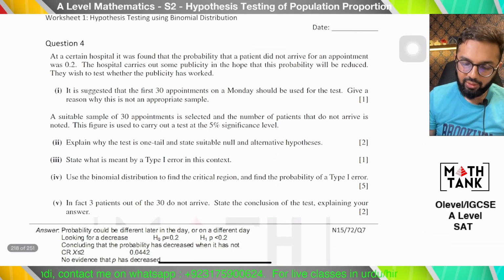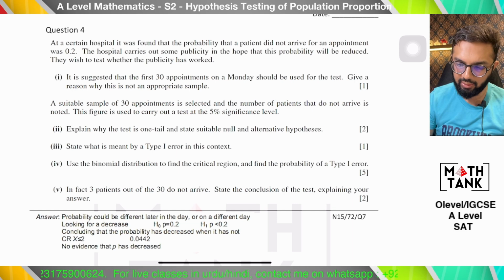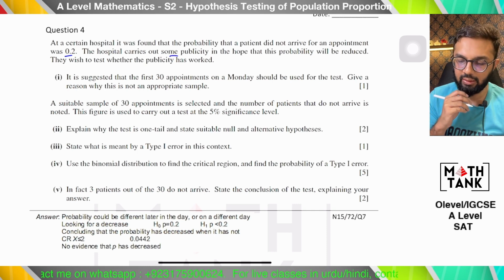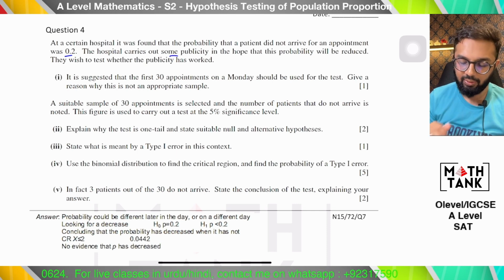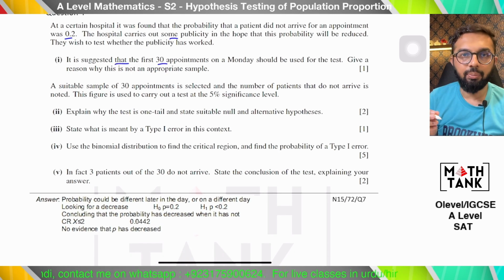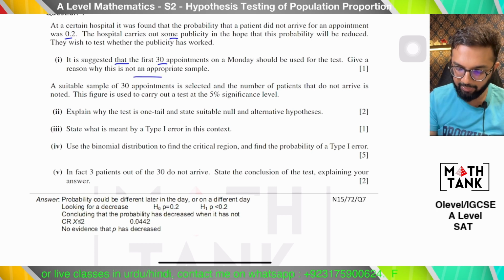That was question 3. Question 4. At a certain hospital, it was found that the probability that a patient did not arrive for an appointment was 0.2. The hospital carries out some publicity on the hope that this probability will be reduced. They wish to test whether the publicity has worked. It is suggested that 30 appointments on a Monday should be used for the test. Give a reason why this is not an appropriate sample.